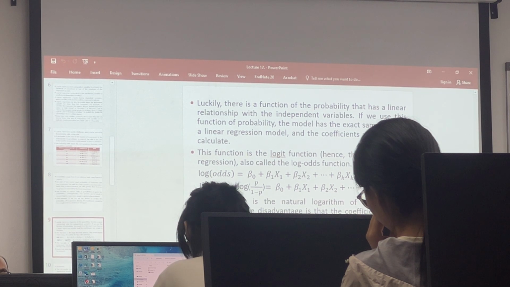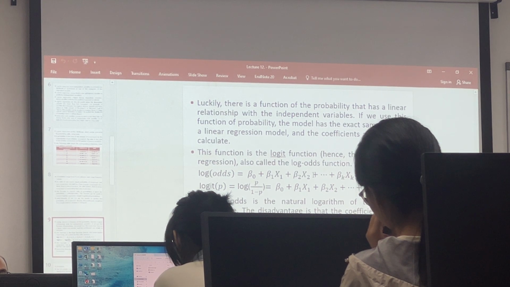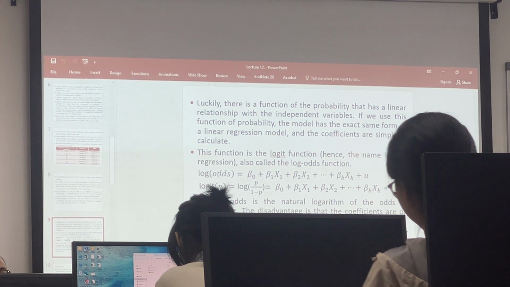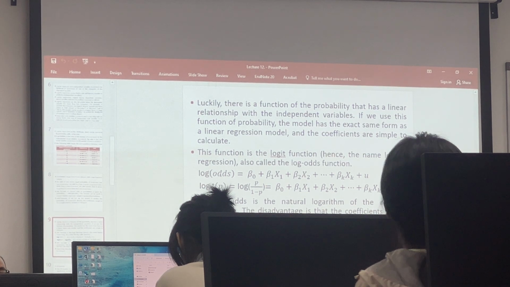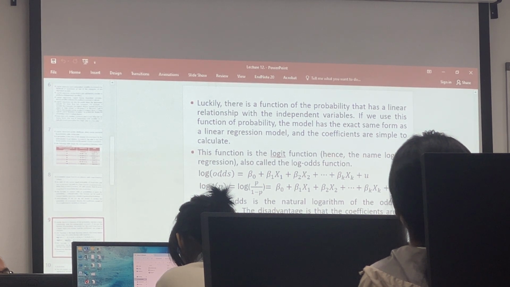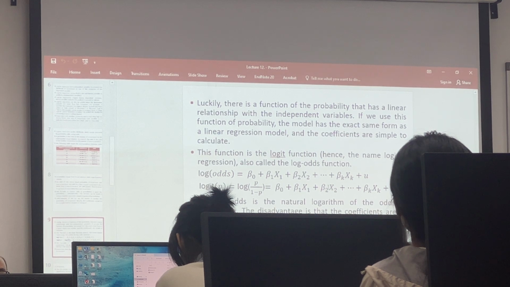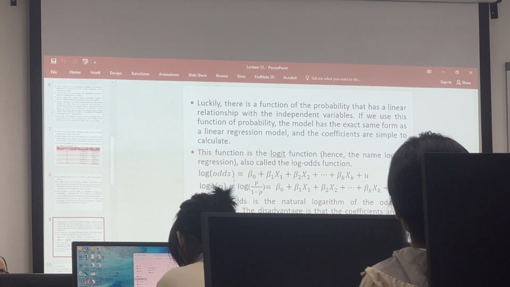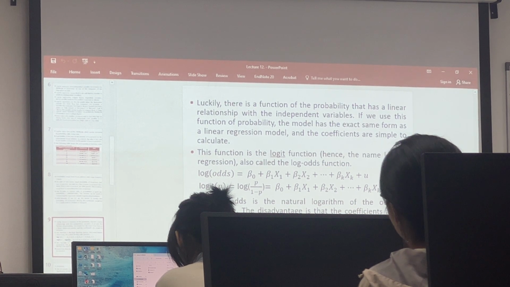This function is a logit function, hence the name logit regression, also called the log odds function, which is given here. So our dependent variable is the log odds. Basically, all the regressions we have explain the log odds. It predicts the natural log of the odds, which we also call the logit. So we call it logistic or logit regression.